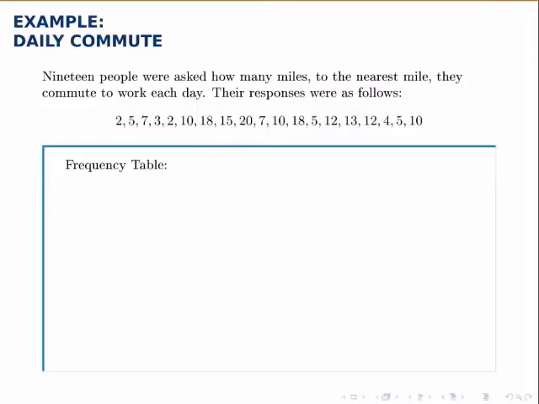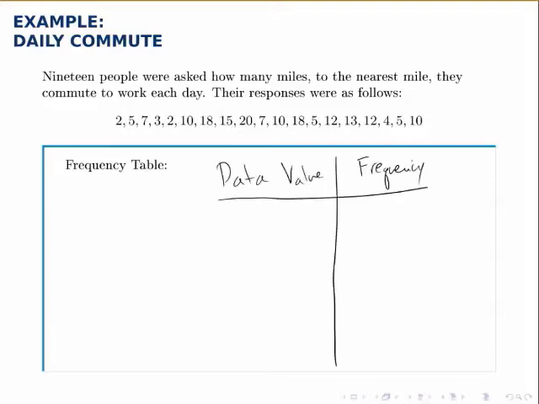Here we're going to build a simple frequency table. The problem states that 19 people were asked how many miles, to the nearest mile, they commute to work each day, and their responses were recorded in this dataset. The frequency table lists each possible data value and the number of times that data value occurs. So we put two columns like this, one for the data values and one for their frequencies.